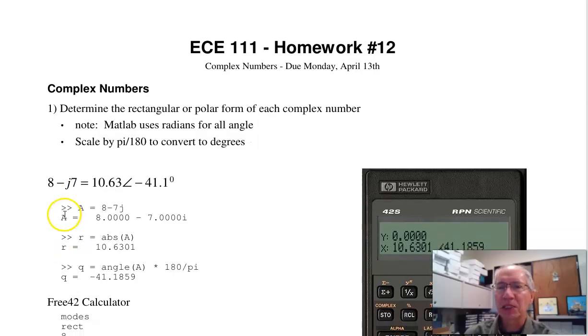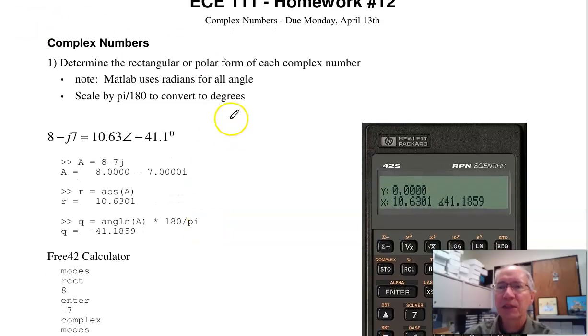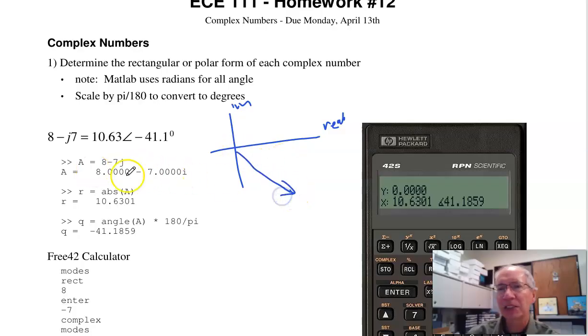The first problem is convert from rectangular to polar and polar to rectangular. So if I have the vector 8 minus j7, the real axis is x, the y-axis is imaginary. We go over 8, down minus 7. That vector has a magnitude of 10.6, and the angle is minus 41 degrees. So I can represent that number two different ways, 8 minus j7 or 10.6 at minus 41 degrees. Either one means the same thing.